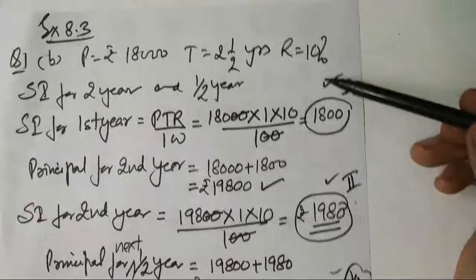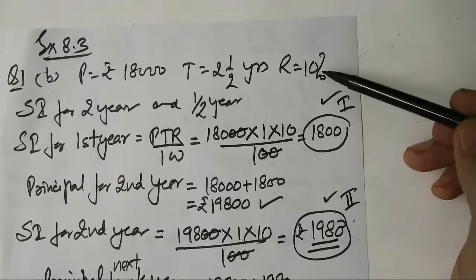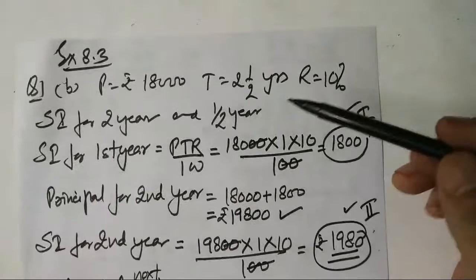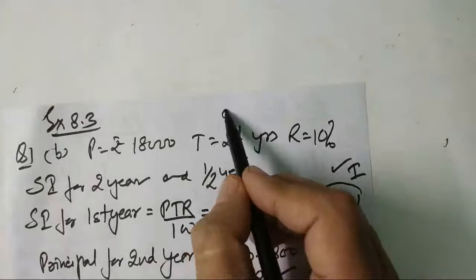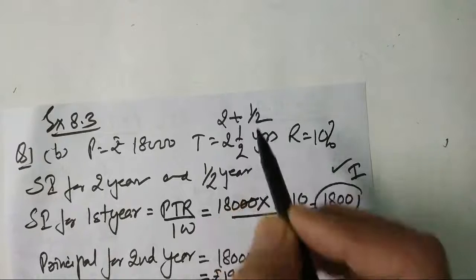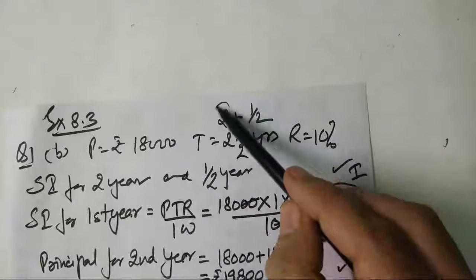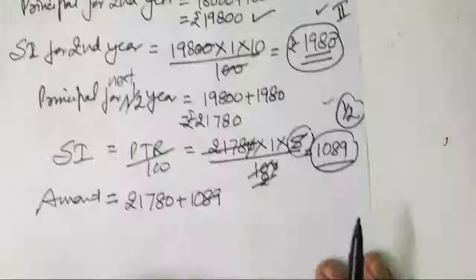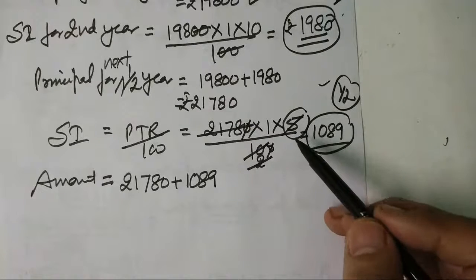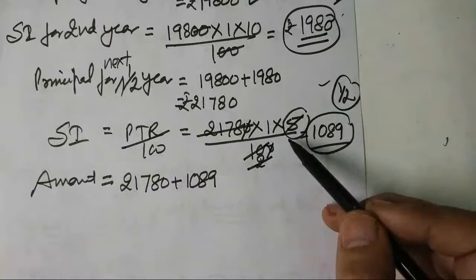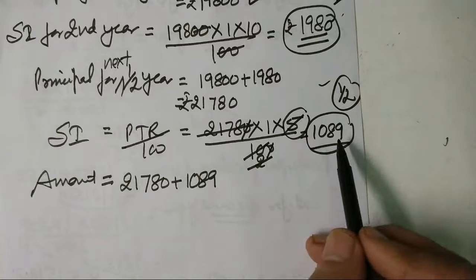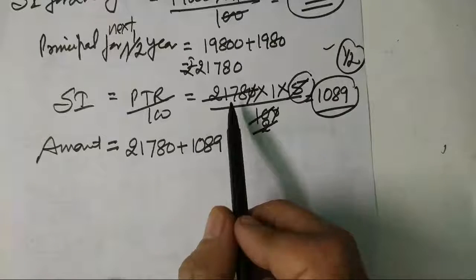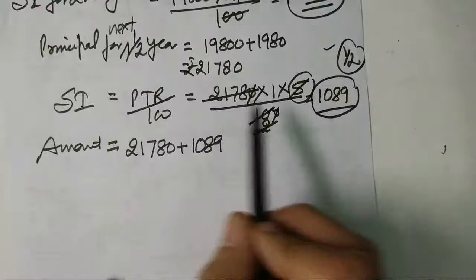Why have we taken a 5% rate? Because 10% is for a whole 1 year and now we are calculating for 2.5 years. So 2.5 means 2 plus half. So we will calculate interest for the whole 2 years and then the half year. So this half we are calculating. Interest for the half year will be half, so it is 5% only, and then you will divide, it will become 1089, and then the final amount will become the principal which was in the end added with this.